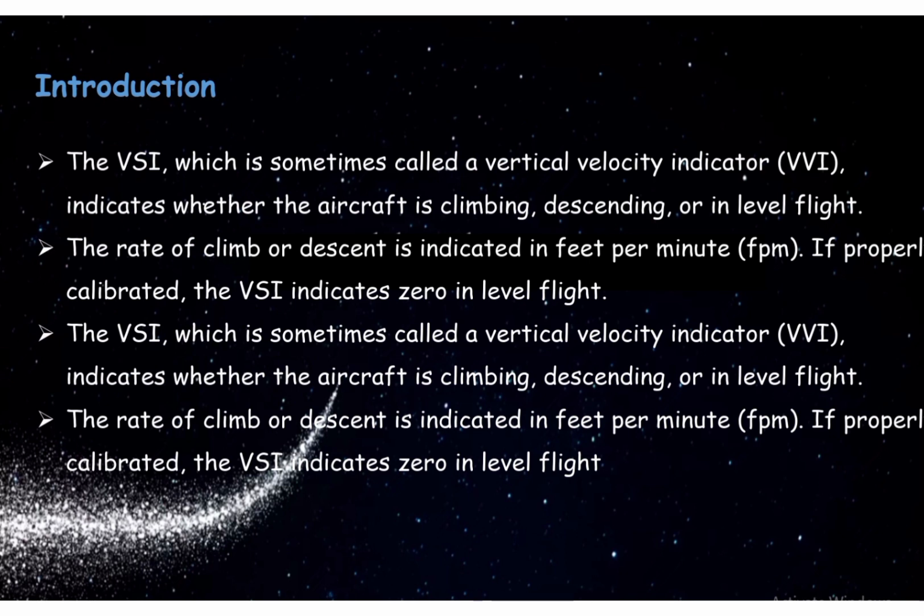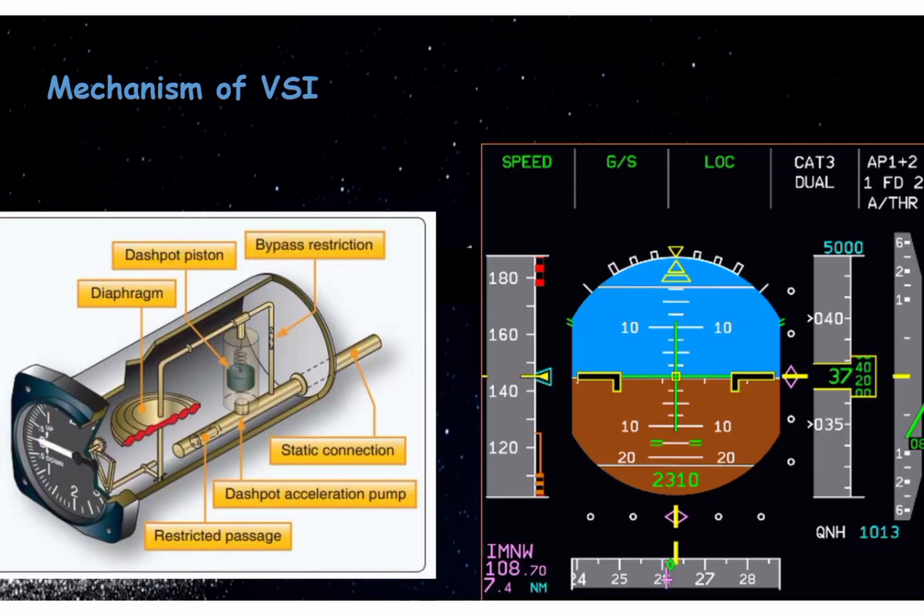In this dashpot piston, when it moves, it gives some pressure to the diaphragm. When the diaphragm moves or varies in pressure, the indicator gets moved by the gear, a basic gear mechanism. Here we can see the restricted passage, so that errors do not occur in the indication of the VSI. It operates solely from static pressure.